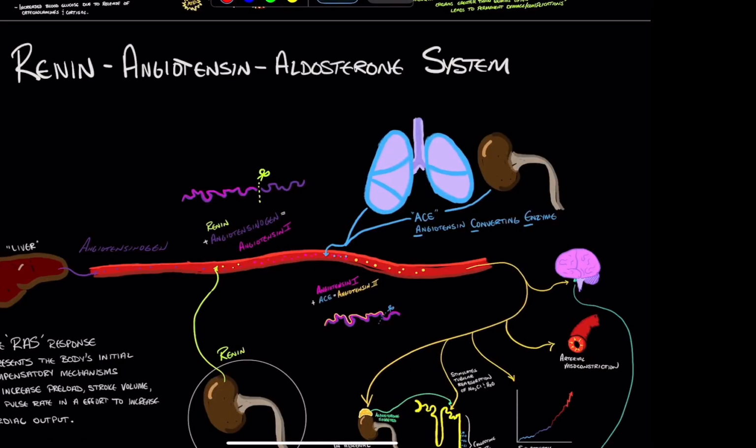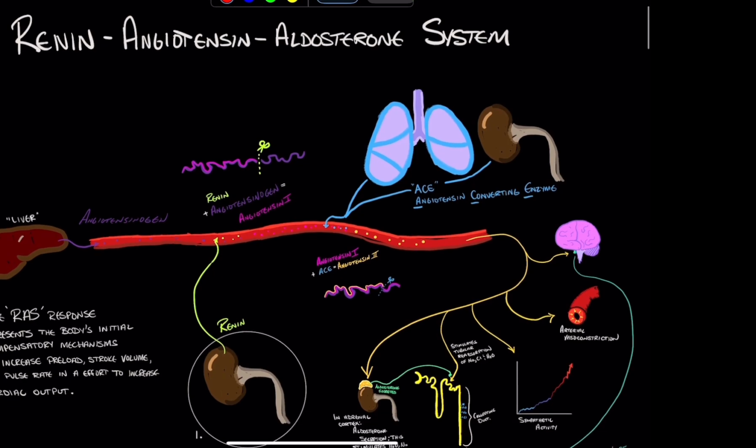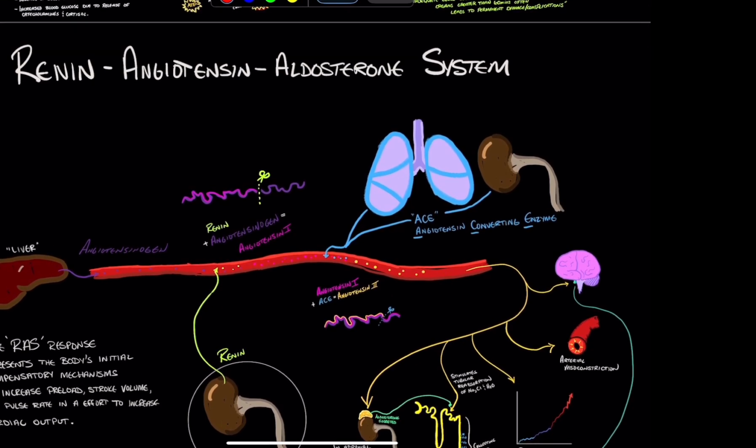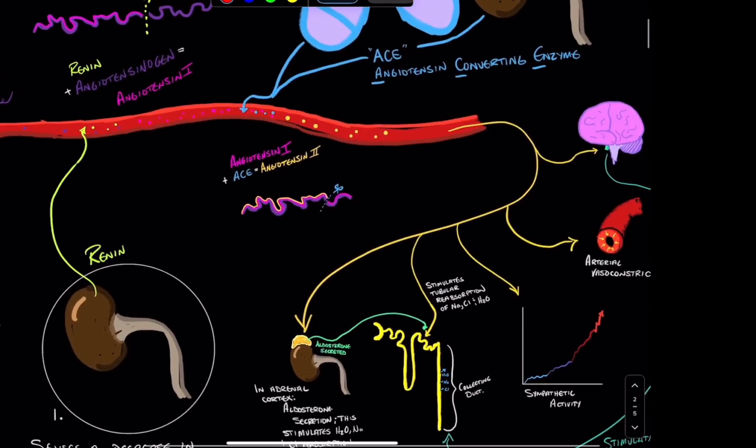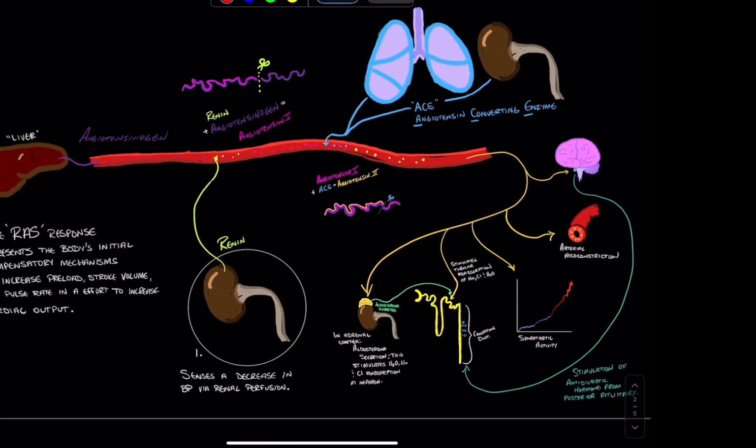So on slide 83 of the PowerPoint presentation, we start talking about what's called the renin-angiotensin-aldosterone system. You can also just call it the RAS response, whatever helps it stick in your head. It's going to revolve around a few different hormones. I'm pretty sure you guys haven't really gone through the endocrine system yet.